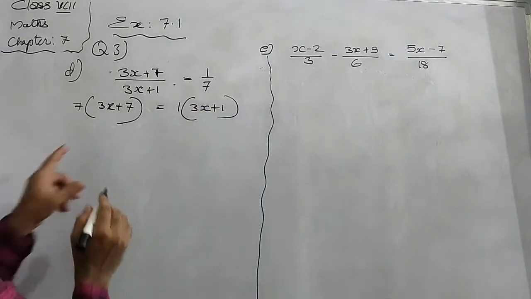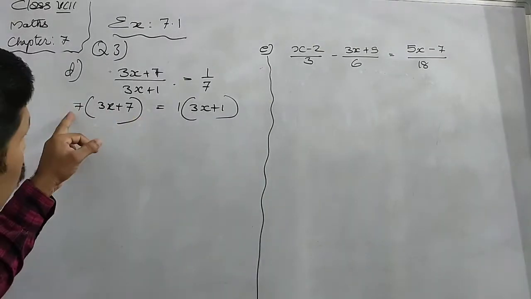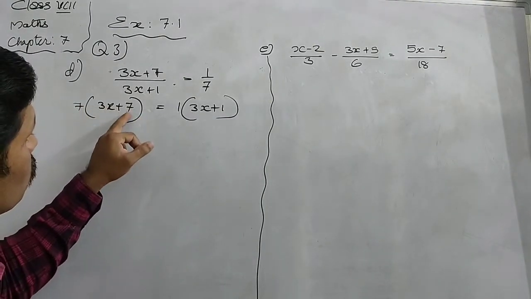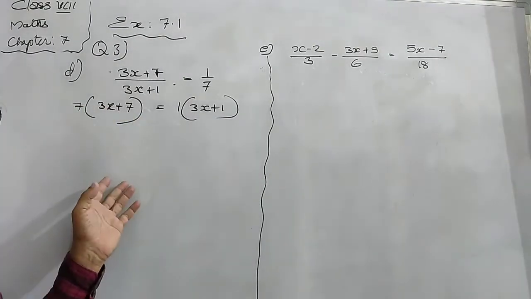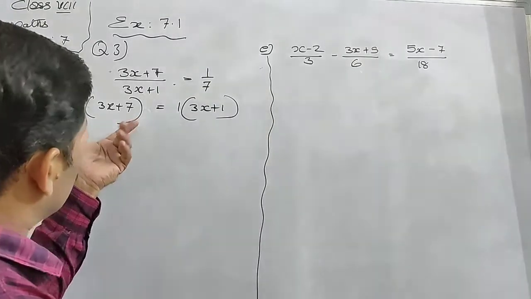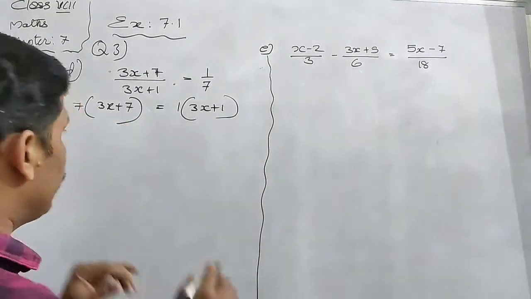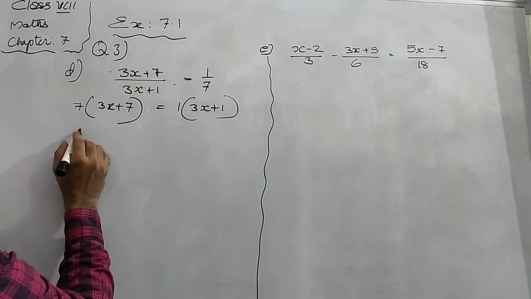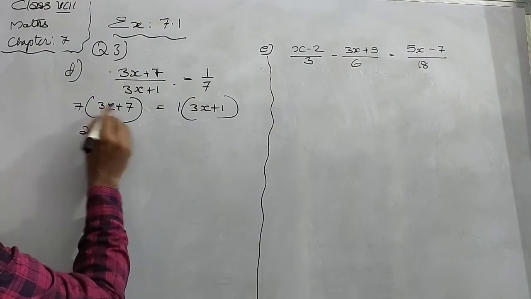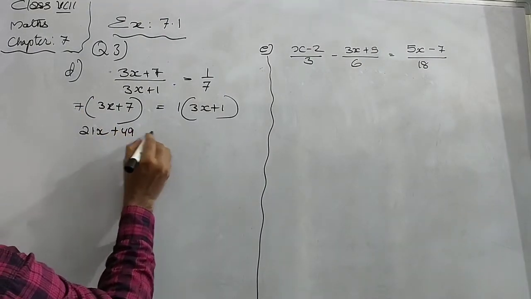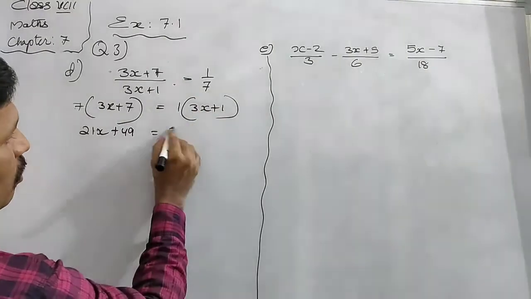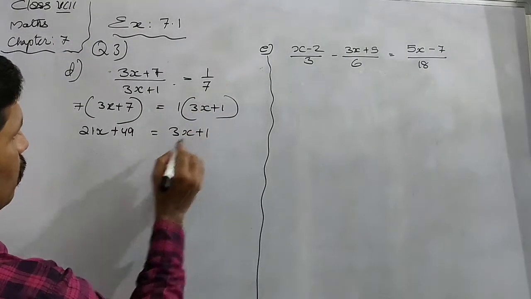7 into 3x. This is according to the distributive property. With the outside number, we have to multiply both terms of the inside expression. You studied the multiplication of algebraic expressions. So 7 into 3x is equal to 21x, and 7 into 7 is equal to 49. That is equal to 1. If we multiply by 1, we get 3x plus 1, the same number only.